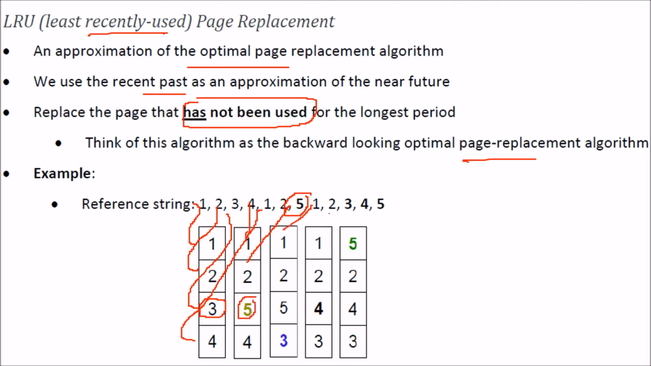Now 1, 2 has come, 1 and 2 are already there. Then 3 will come. So 3 is going to replace 4, because 4 was referenced quite earlier, before 1, 2 and 5. So we will not replace 1 to 5, we will replace this 4 with 3. Now 4 will come. Again we see 1, 2, 3 were referenced just now, 5 was referenced earlier, so we'll replace 5 with 4. Now 5 has come, because 1 was referenced earlier, it was not recently used, so we'll replace 1 with 5. This is how it is done.